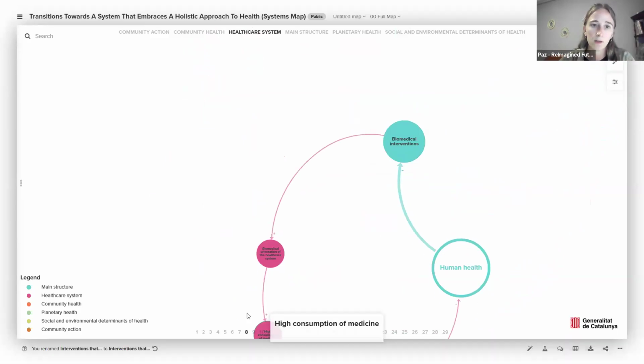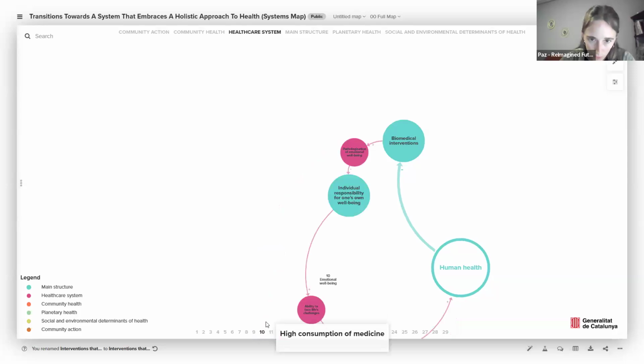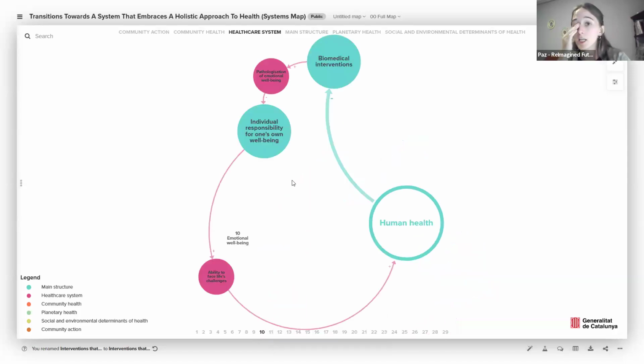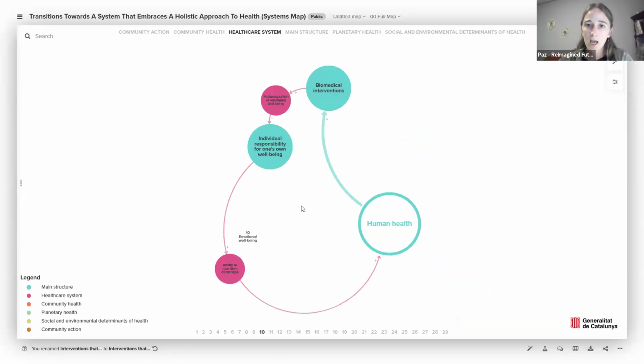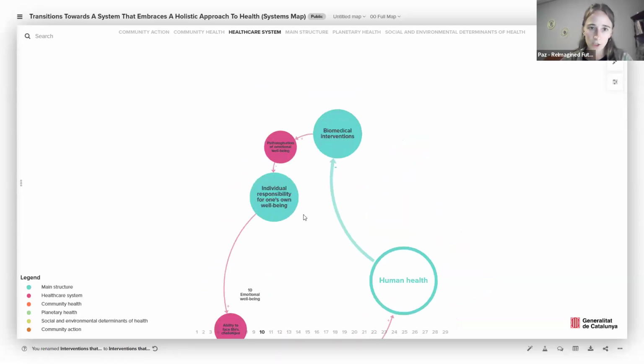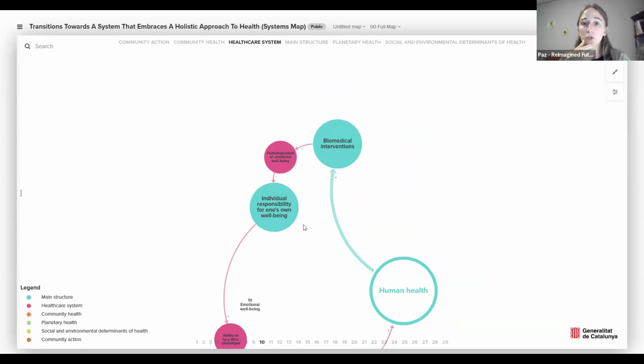Then loop 10, I will show you now. This is a very interesting dynamic. This is the loop that I told you that we built after we talked with a psychiatrist in Catalonia, who explained to us that this biomedical approach often treats emotional experiences, normal emotional experiences, like they were medical problems.